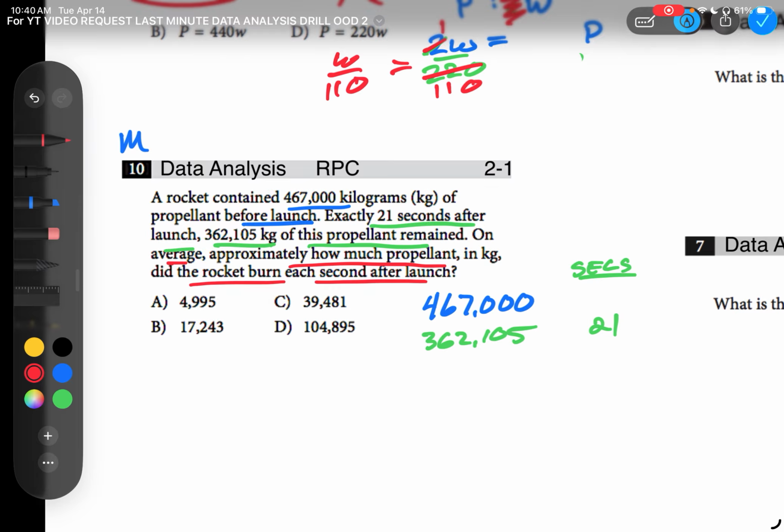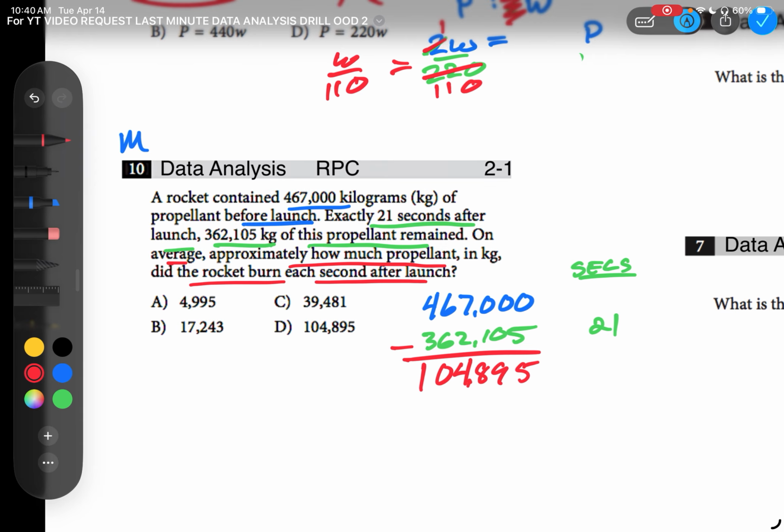Oh, I think we've got this. So let's figure out how much was actually burned. We started off with 467,000, but we are left with 362,105. Let's just subtract and see what we get. 10 minus 5 is 5, 9 minus 2 is 7, 9 minus 1 is 8, and 6 minus 2 is 4, and that'll be 0 and 1. So we have 104,895.